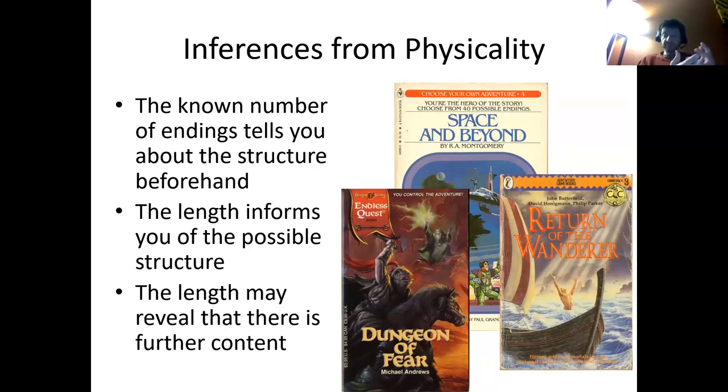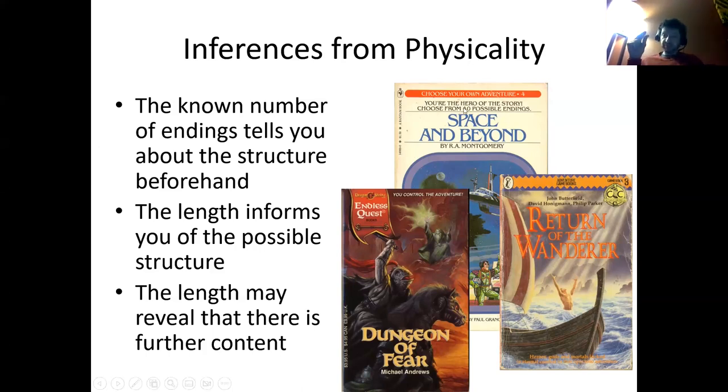For example, just by looking at it, at the object, and holding it in your hand, you can project certain expectations about the structure and the story in a way that you cannot about a video game. When I start opening a video game, I don't know how many endings it has, how interactive it is, if the story branches or not. But if I pick up Space and Beyond by Montgomery, it says right there that it has 40 possible endings.